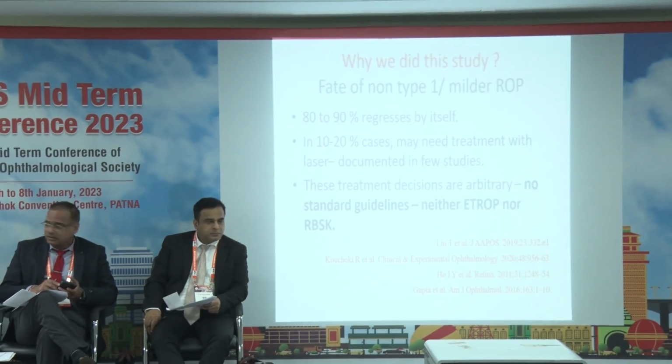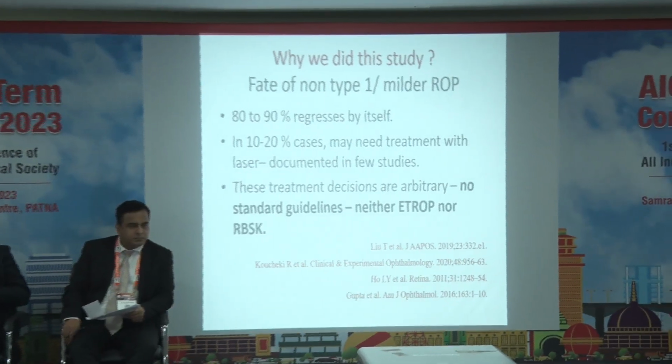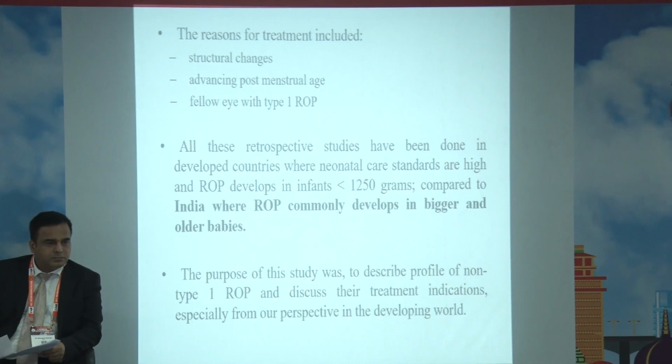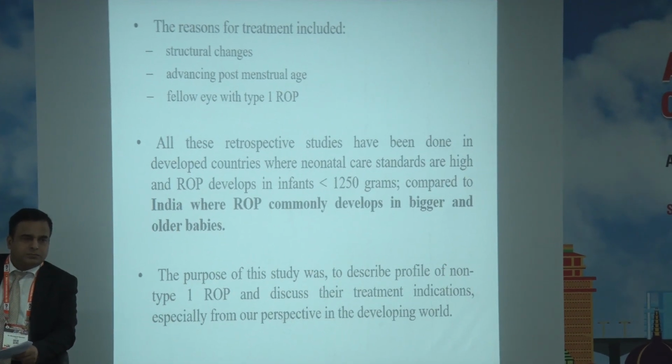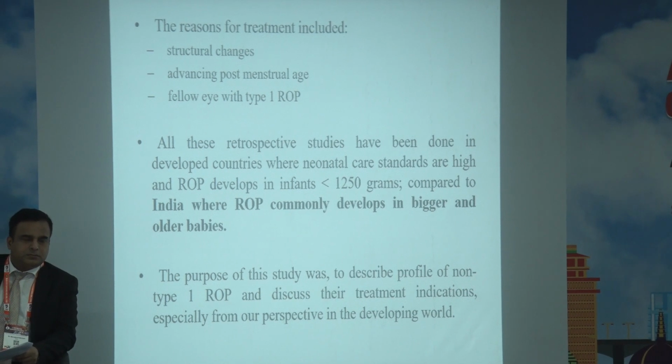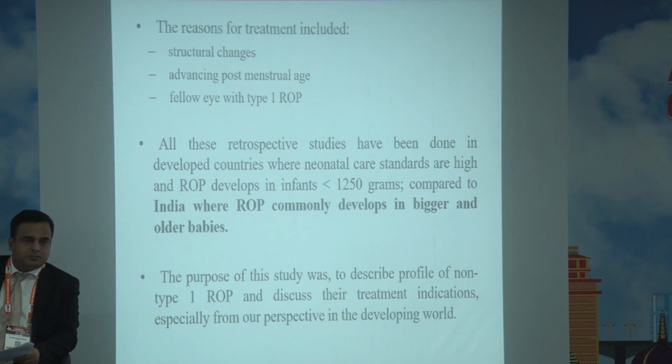So why did we do this study? To study the fate of non-type 1 or milder ROP. 80 to 90% of cases regress by themselves. In 10 to 20% of cases, we may need treatment with laser, as has been documented in a few studies. These treatment decisions are arbitrary. No standard guidelines exist; neither ETROP nor RBSK has mentioned these guidelines. The reasons for treatment in these studies were structural changes, advancing postmenstrual age of the child, and fellow eye with type 1 ROP.